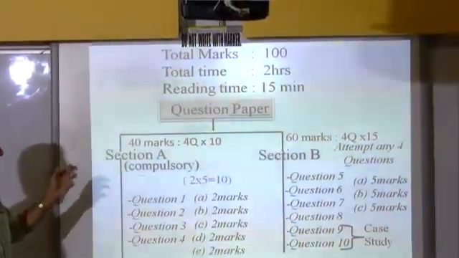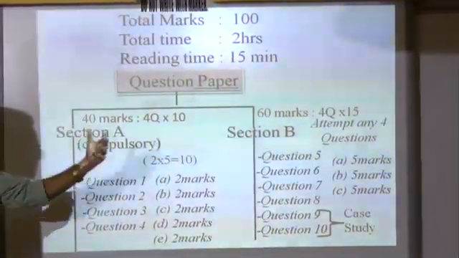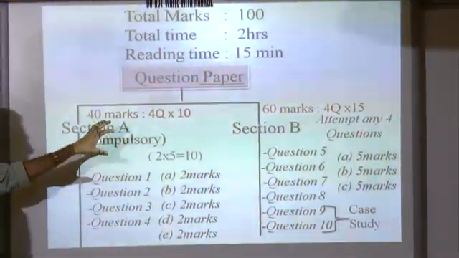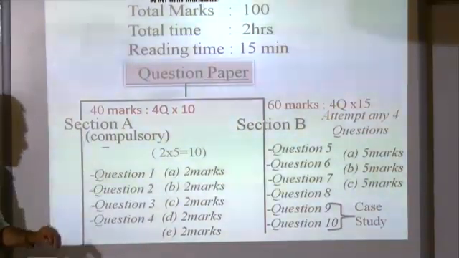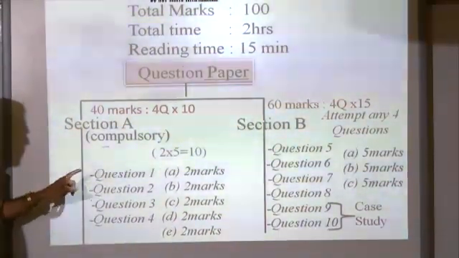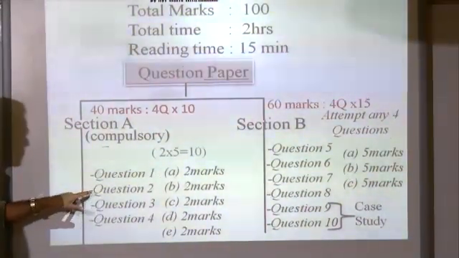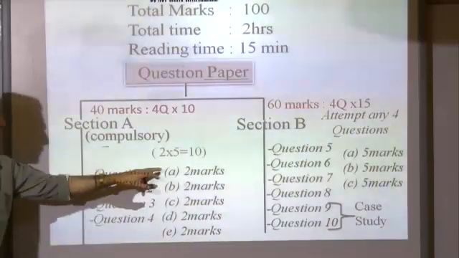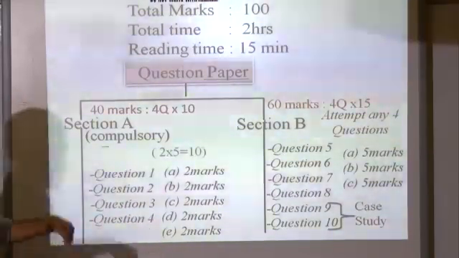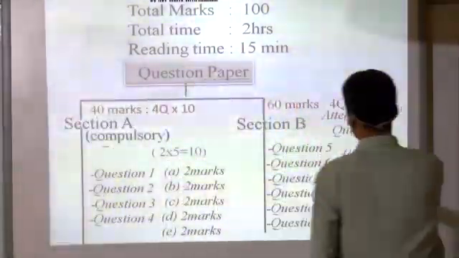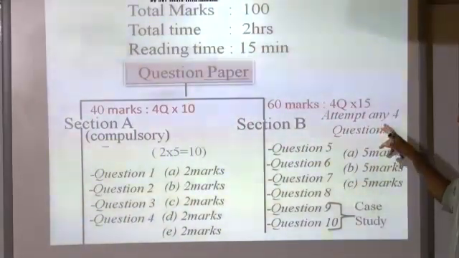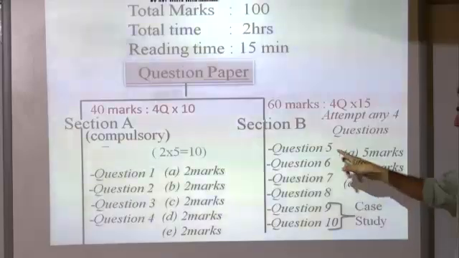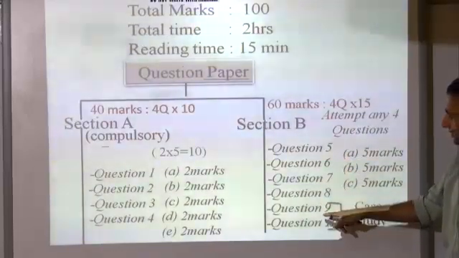Your question paper will be divided in section A and section B. Section A will be of 40 marks and section B will be of 60 marks. Section A is compulsory, and you have to answer 4 questions, question 1, 2, 3, 4, and each question will have 5 sub numbers or subsections. Then go to section B. In section B, you have to attempt any 4 questions out of the 6 questions given.